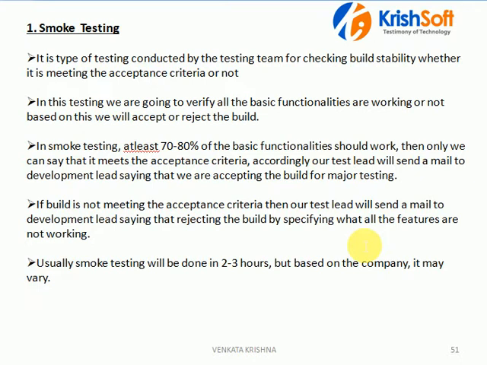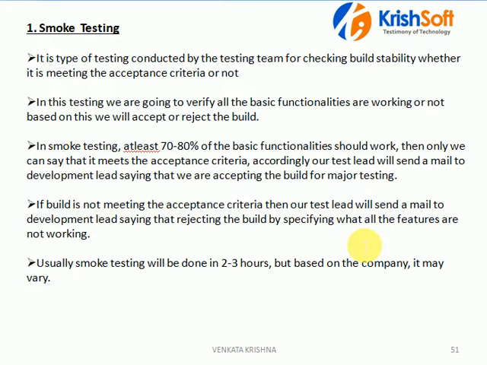So for example, if we accept the Gmail application for testing and login itself is not working, then there is no point in accepting that build for testing. That is the reason that before accepting the build we need to do smoke testing on our application, to check whether the basic functionalities are working fine or not. If those basic functionalities are working, then we will accept the build. Otherwise we will reject the build. The team lead will send a mail to the development lead or manager, mentioning that we have performed smoke testing on this build, but the basic functionalities are not working.